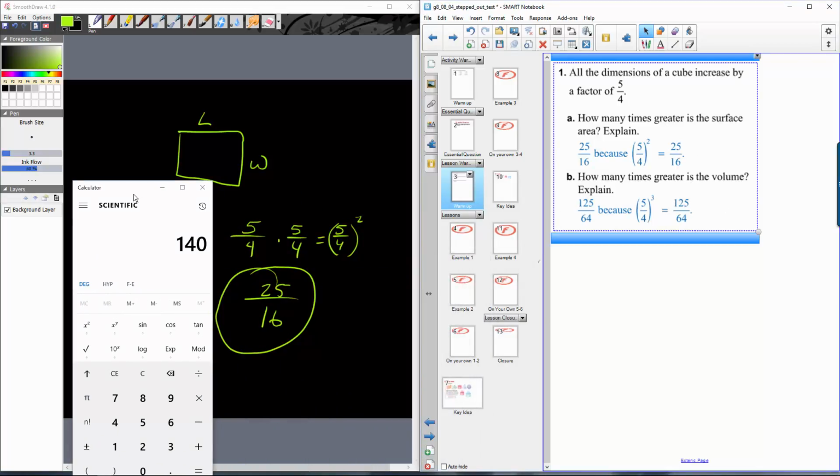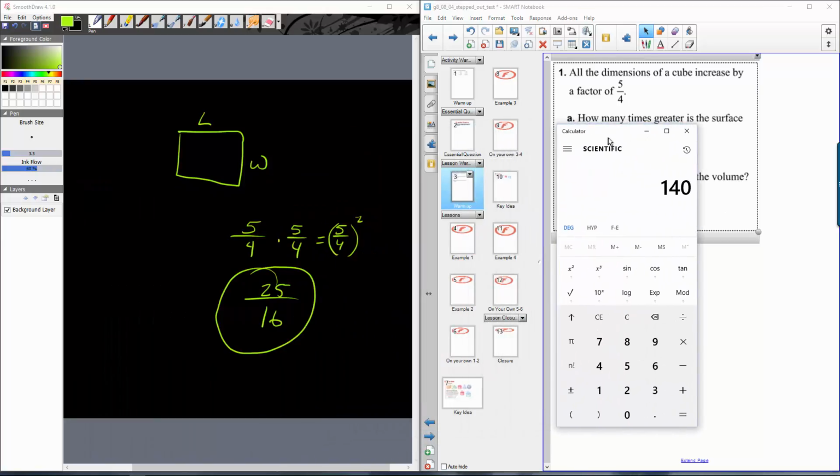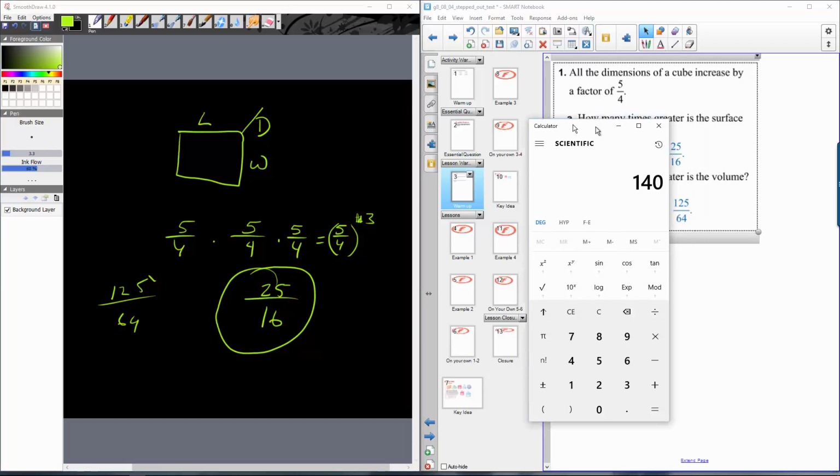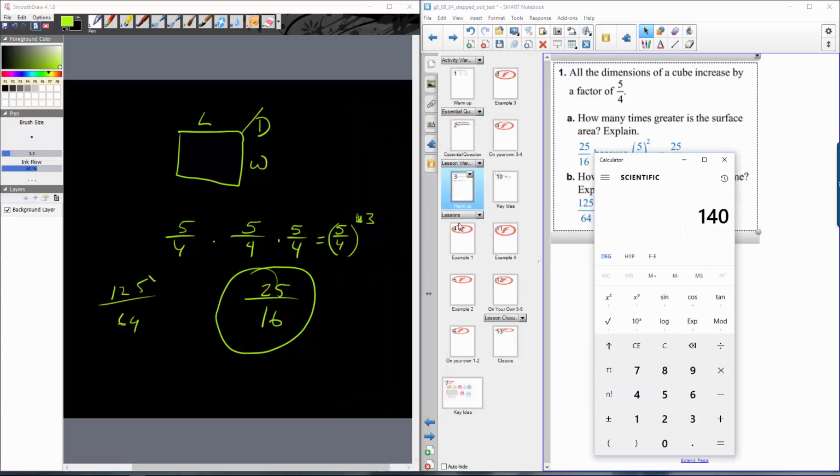How many times greater is the volume? Well, volume, instead of being length times width, there's also this depth component, right? Because it's three-dimensional. So I will have this 5/4 times 5/4, and now we'll add one more of these, and I'll put down 5/4. And 5 times 5 times 5, of course, is 125/64. So that one will be 125/64 times greater.